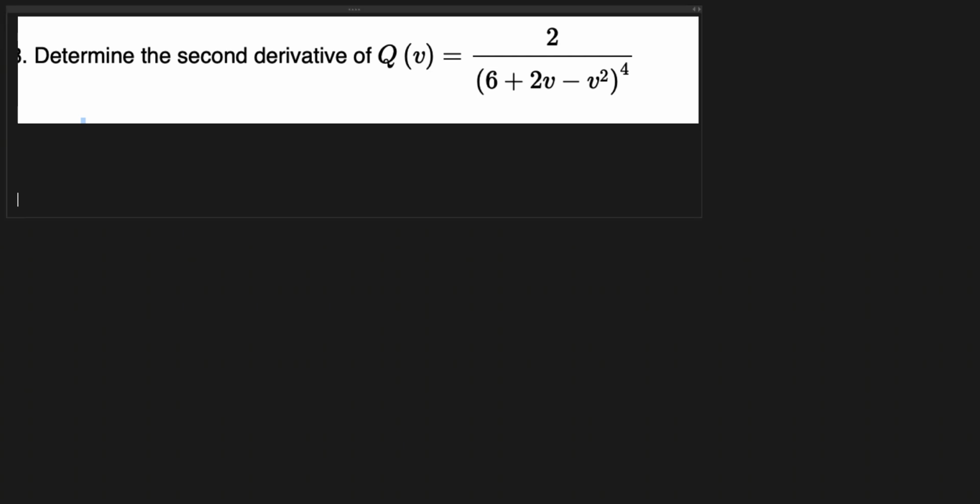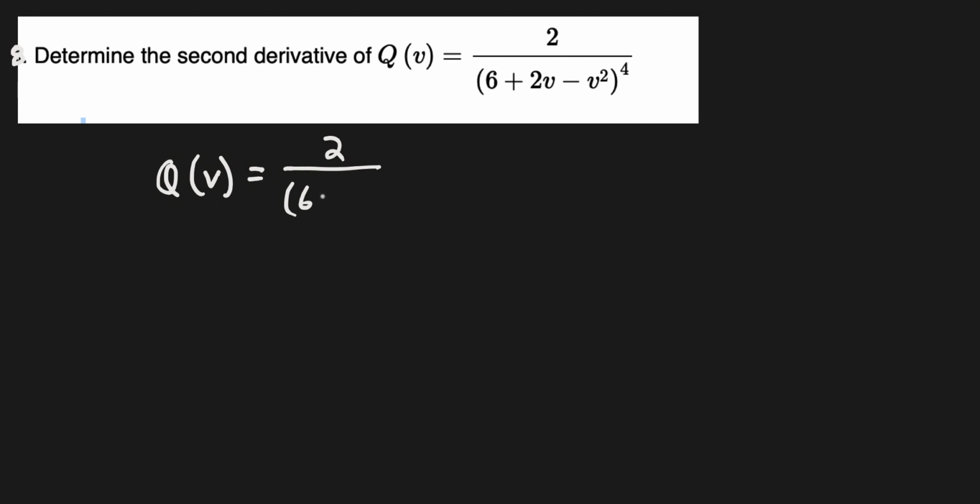So here we have a screenshot of a problem that cut off the number. So this is problem number 8. Anyway, we have to determine the second derivative of this function here. So the function is q of v is equal to 2 over 6 plus 2v minus v squared raised to the fourth power. Now just looking at this problem, it seems like it's going to take a while.